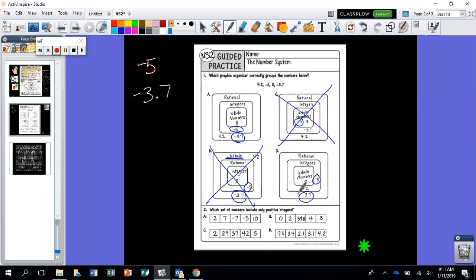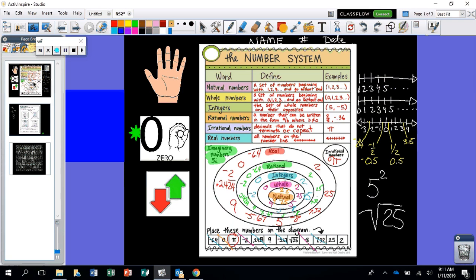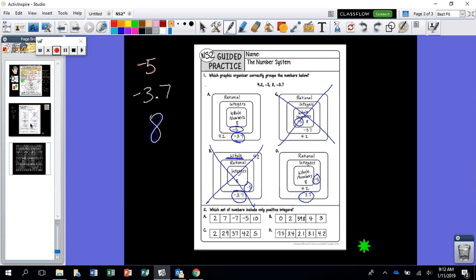Then we can look at our next number of 8. And we know that 8 is a whole number. It's also a natural number, so it can go in either one, right? So let's see what we have here. Well, we don't have any that say natural, but we do have whole. So 8 falls into whole number and whole number, so we're good there.